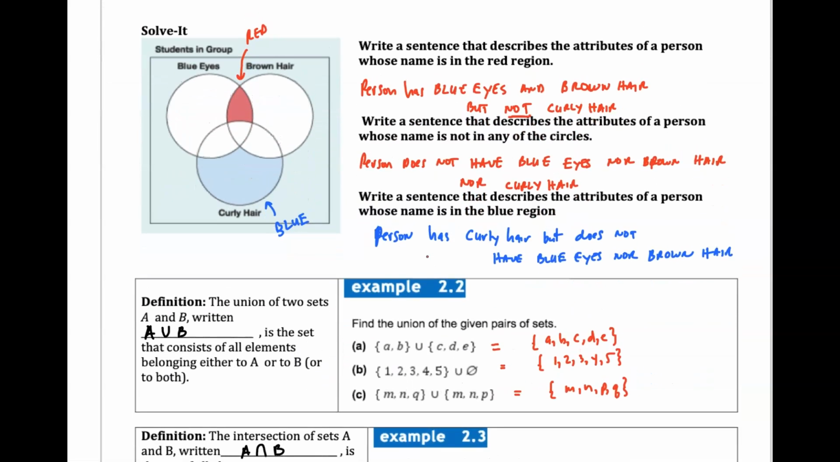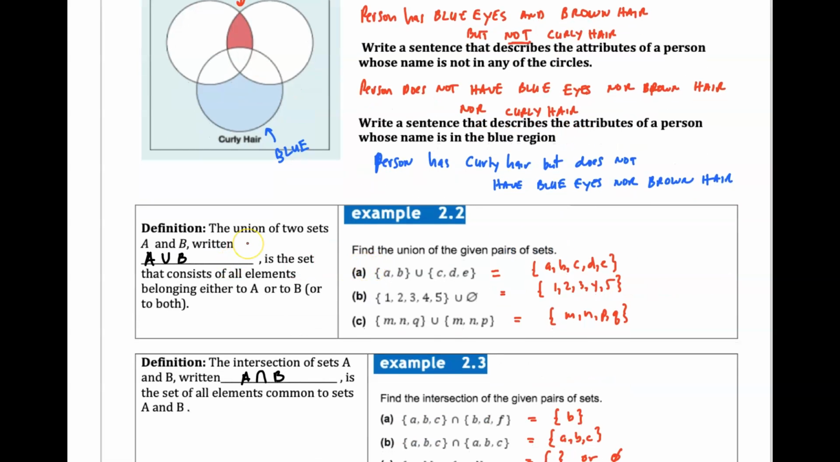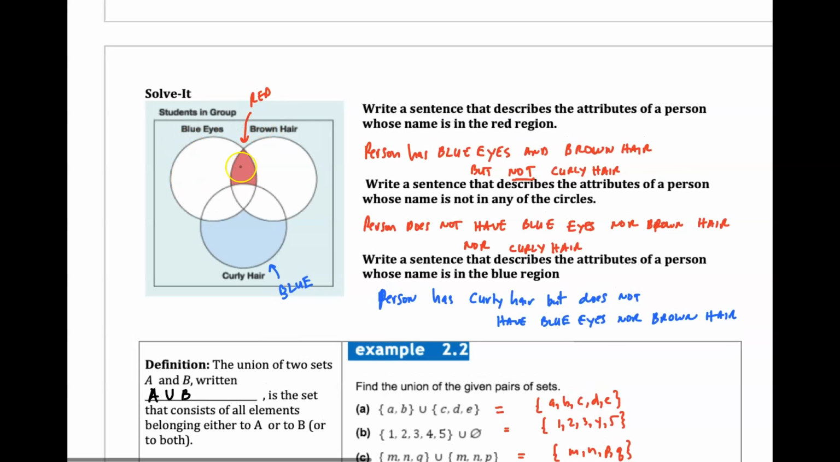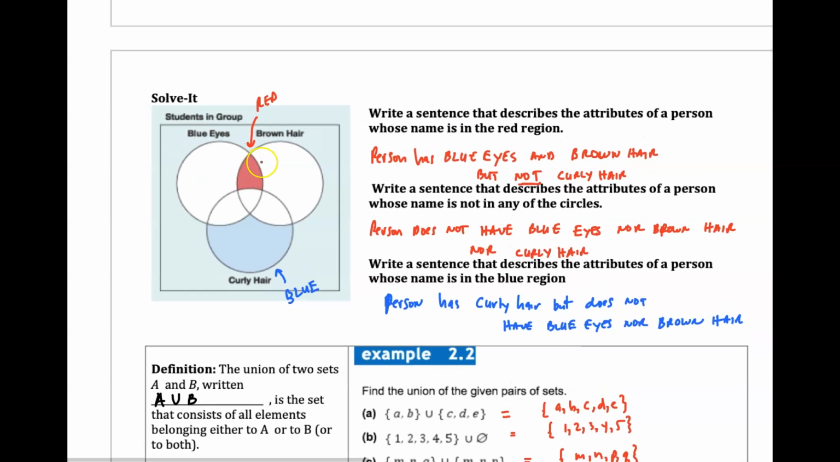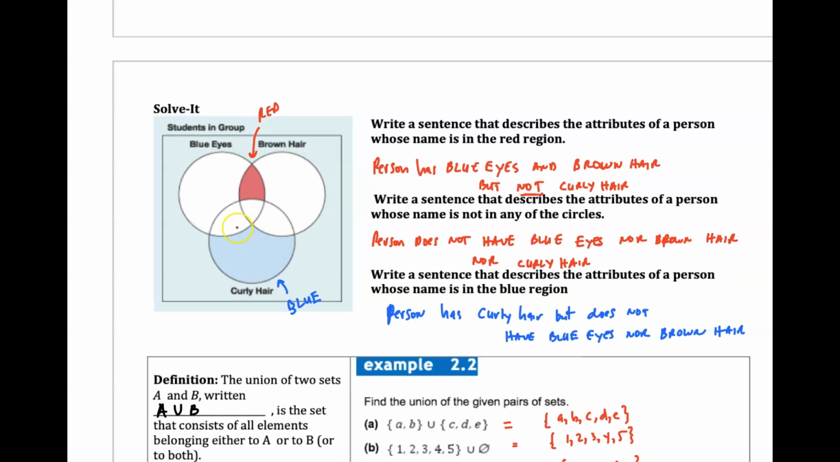Finishing up and looking at these Venn diagrams here to introduce some more concepts, more definitions and examples. We have this picture here of a Venn diagram of students who belong in certain groups: blue eyes, brown hair, curly hair. This top piece here, if you don't have color, it's red here on the top, blue on the bottom. And so what is this red?